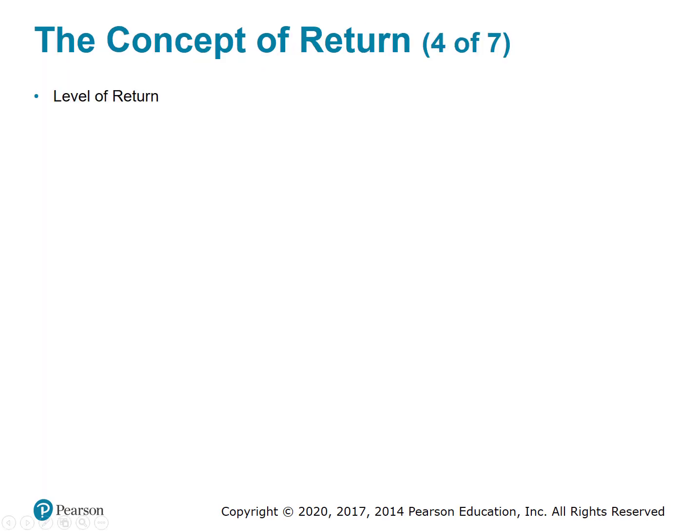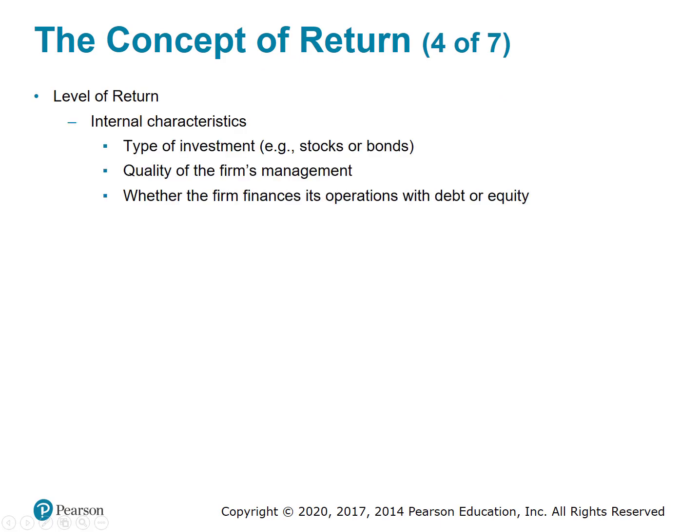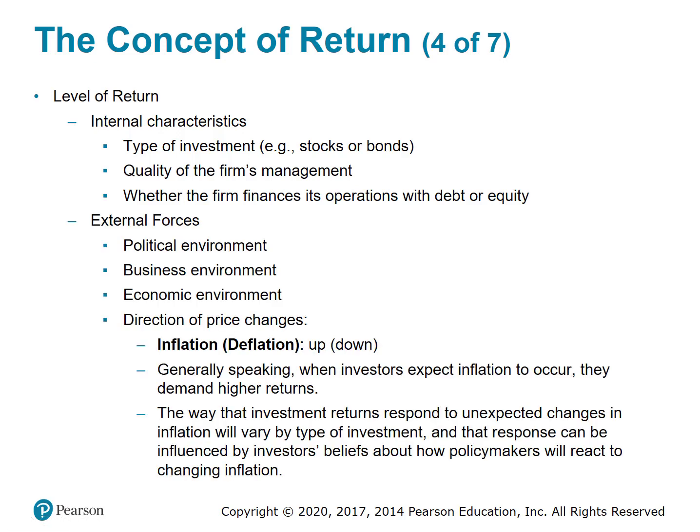Return on an individual asset can be driven by a variety of internal and external forces. Internal characteristics: the type of investment, is it a stock or a bond? The quality of the firm's management, the capital structure, how much debt and equity. External: the overall environment of the country, political, economic, and the industry the firm's in. The general direction of prices, are we in an inflation environment?